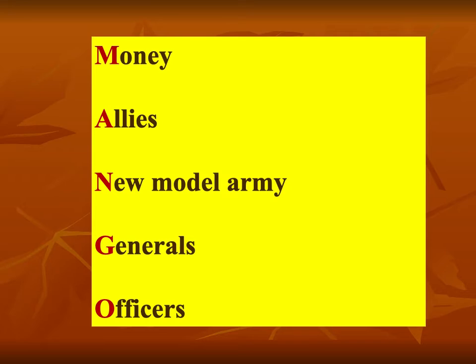So how does a mango relate to the end of the Civil War? Well, mango is a helpful device to help you remember the different reasons that led to Charles losing the war. So the reasons he lost are money, allies, the new model army, generals and officers. That altogether spells out mango, as you can see down the side of the screen there. So when you come to revise this, just think mango. Let's talk through each of these different reasons first of all then.